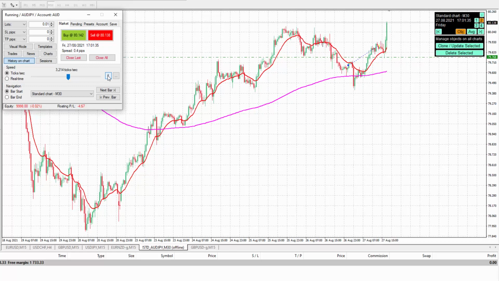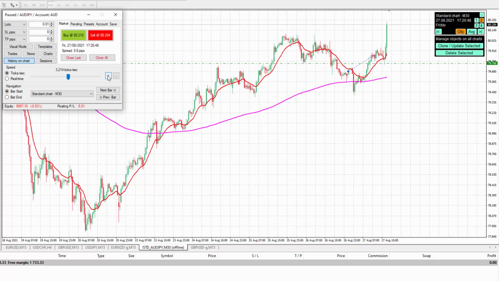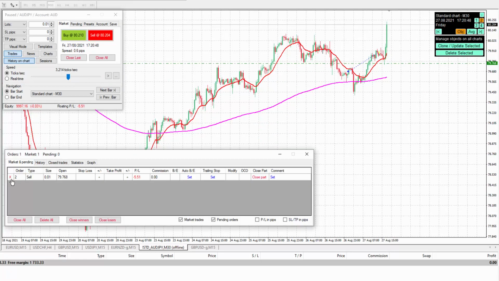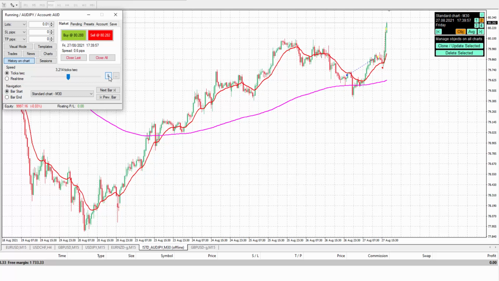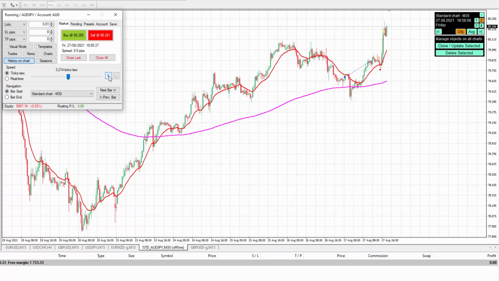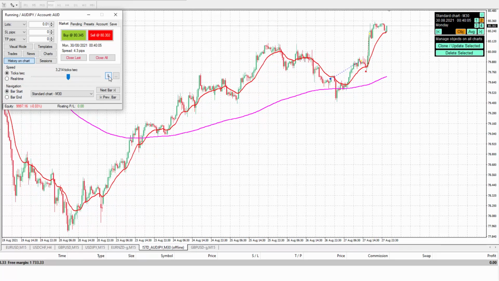Let's see what happens to the price. Okay, it went completely against me. So let me just close it. And that was a sell order. Here we see that it didn't go in our way, so we would have lost money. Let me just actually skip it ahead a little bit to see something a little bit different.